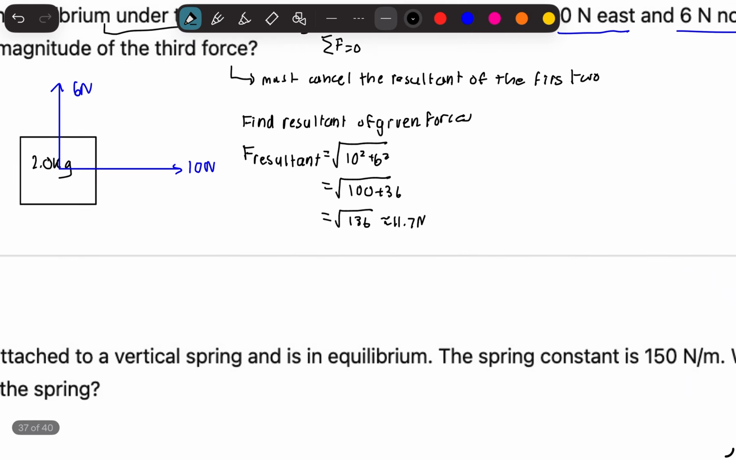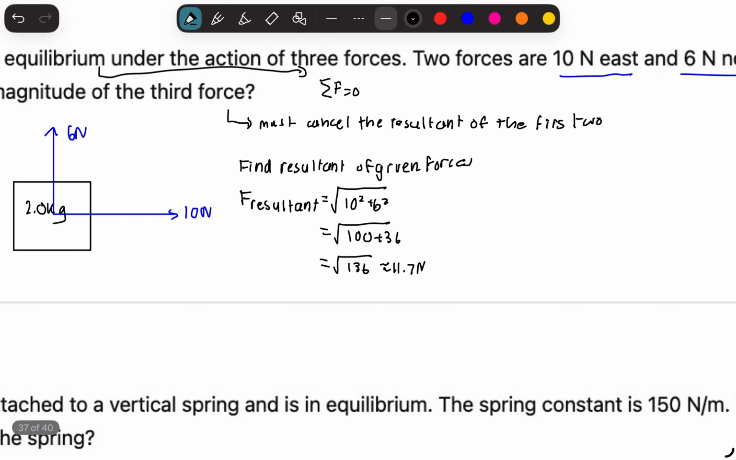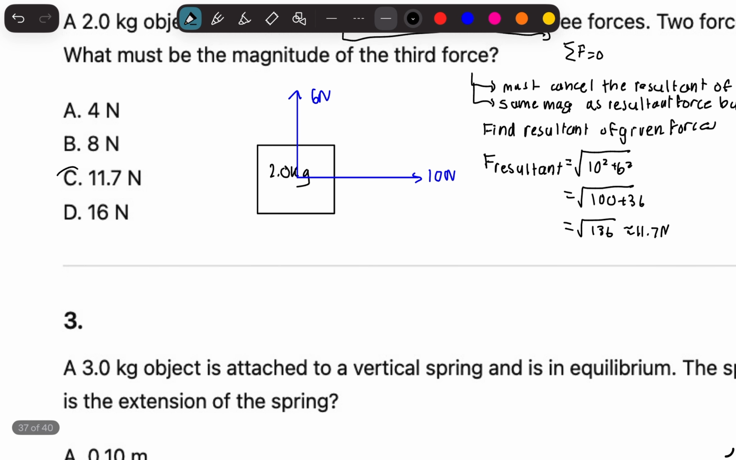So how do we interpret 11.7 newtons? We know that the third force has the same magnitude as the resultant force, but opposite direction. So that's our magnitude, 11.7 newtons.